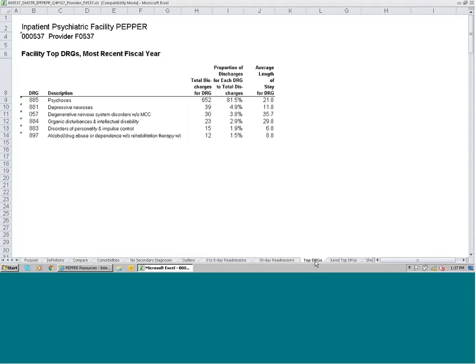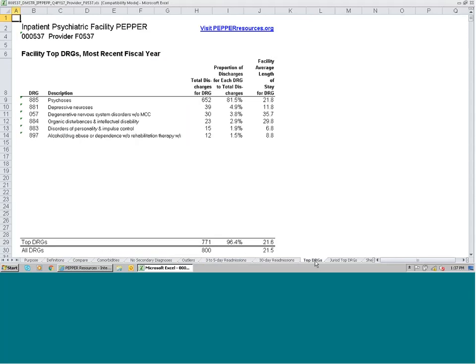A couple of other reports that we include in the PEPPER that are supplemental in nature. These are simply for your own information. They don't have any impact on your risk for improper payments or outlier status in your PEPPER. This report here is identifying for you the top DRGs for the most recent fiscal year. So this shows the DRG number, the DRG description, the total number of discharges for that DRG, the proportion of discharges for each DRG to total discharges, and then the average length of stay for that DRG.